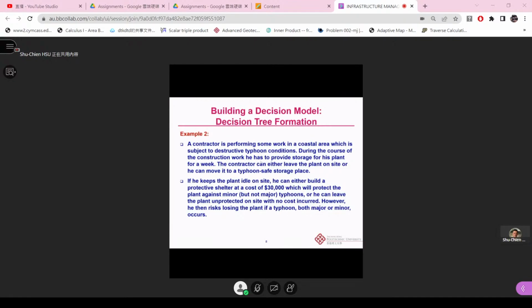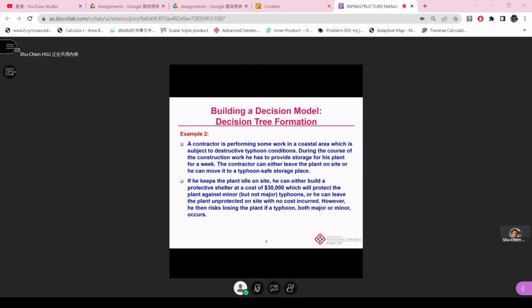However, for this kind of decision tree, like I just mentioned before, we can also use it to compare even more alternatives when we do project selection. But we are going to talk about this single project first. So for this example, a contractor is performing some work in a coastal area which is subjected to destructive typhoon conditions. During the course of the construction work, he has to provide storage for his plant for a week.